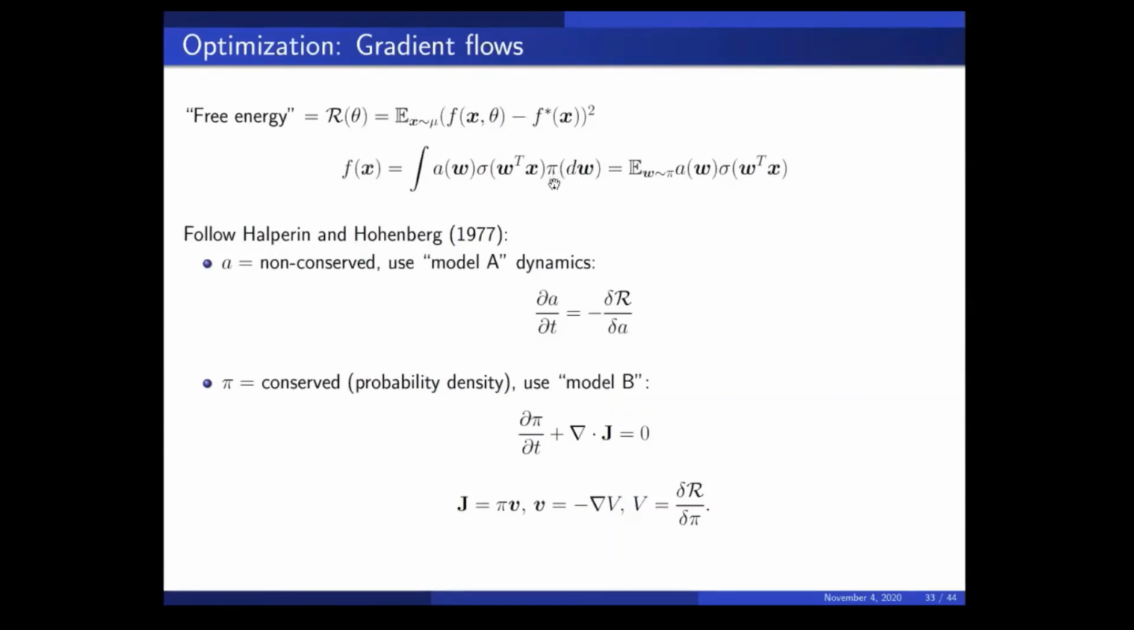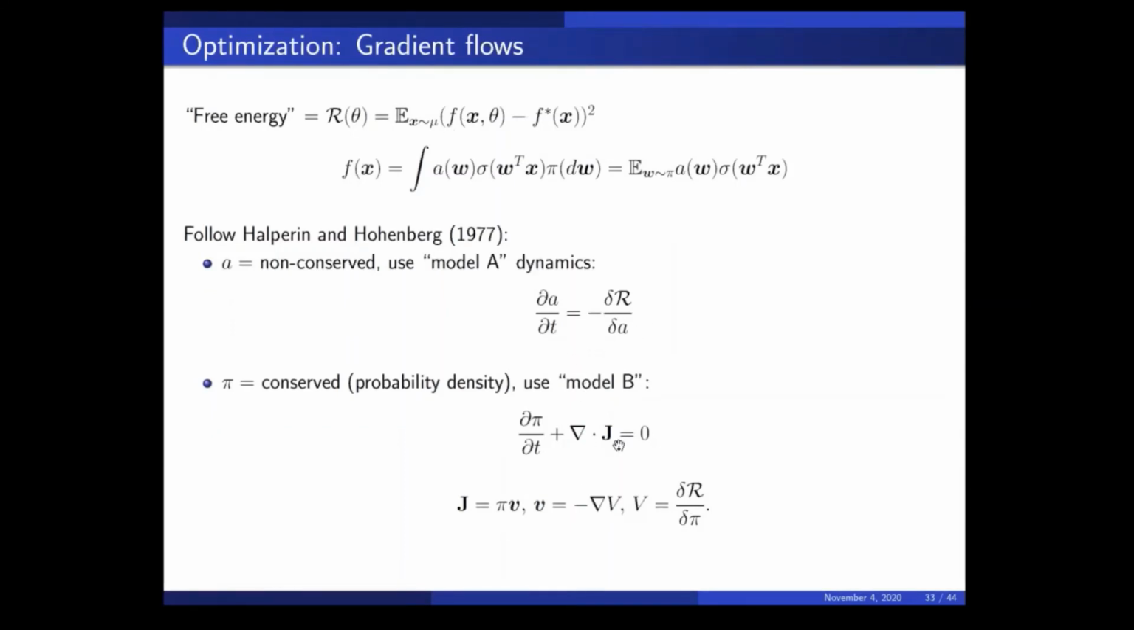But for conservative order parameters, the probability distribution, we define gradient flow differently. We first define this thing called chemical potential, and then we define velocity from the negative gradient of the chemical potential. That's called Fick's law in physics. Then we define the current, and then we have the continuity equation. This is how we define gradient flow for probability distributions. This is also the gradient flow of this free energy under the Wasserstein metric.